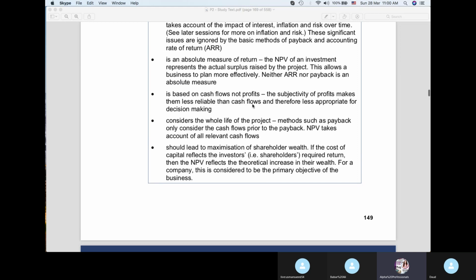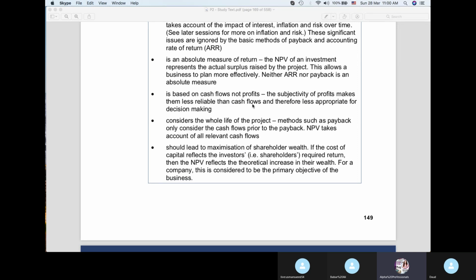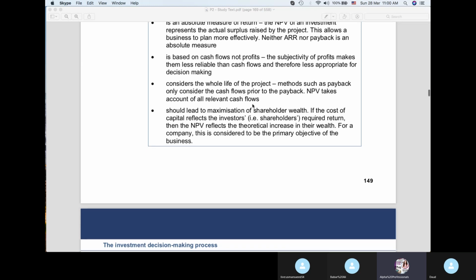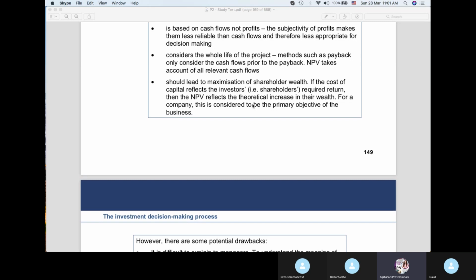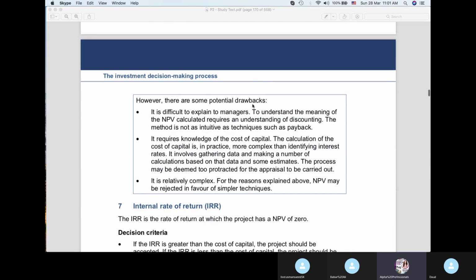It might be EBIT or, sorry, EBT, earnings before tax maybe, but it depends on what the organization decides to take as a cash flow. It considers the whole life of the project, and it should lead to maximization of shareholder wealth, because ultimately you would be selecting a project which would be adding value to the company on top of whatever is the required rate of return. So positive NPV projects would be maximizing the wealth of the investors.